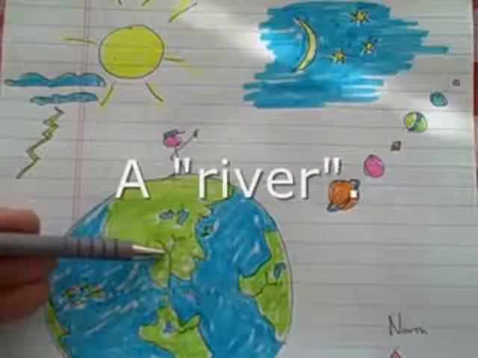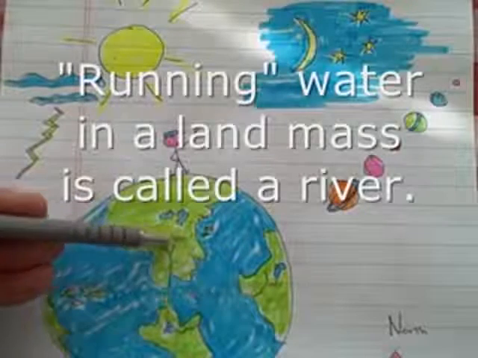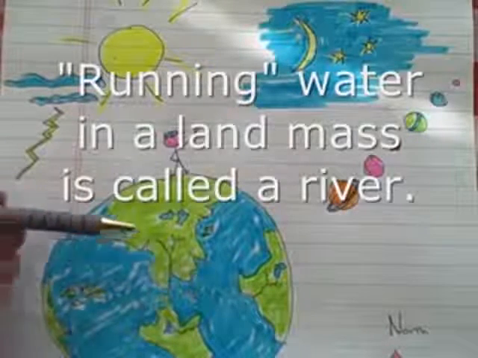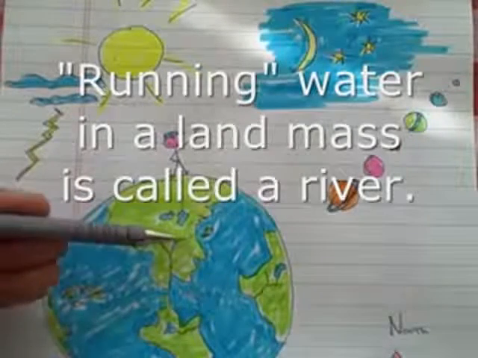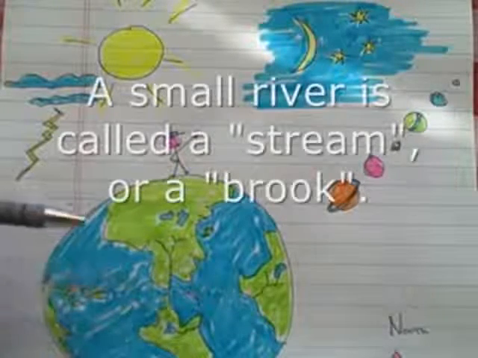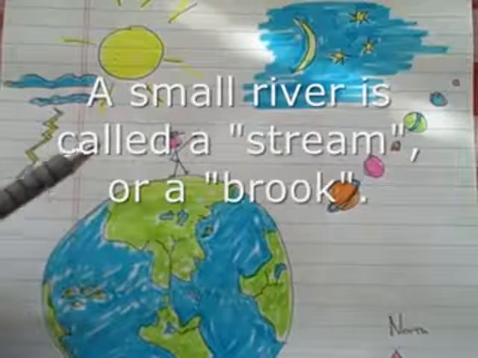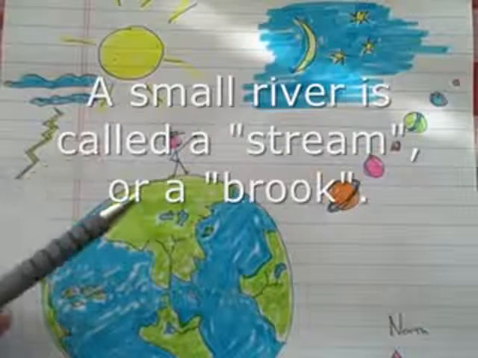This is called a river. Running water in a land mass, in a continent, is called a river. A small river is called a stream or a brook.